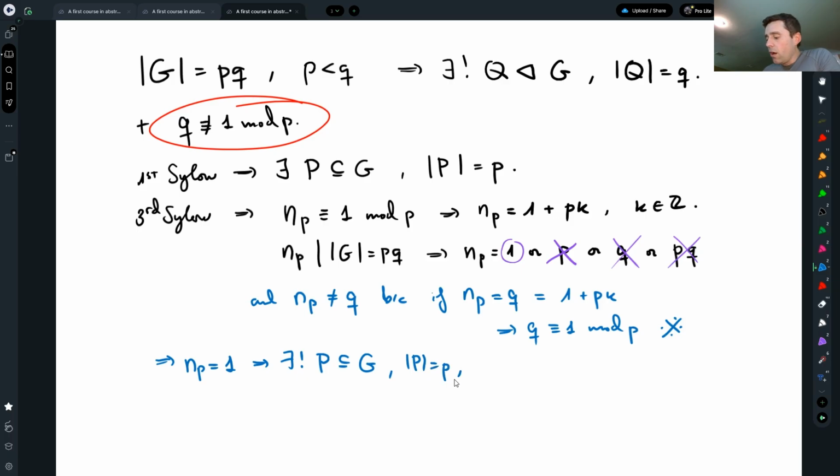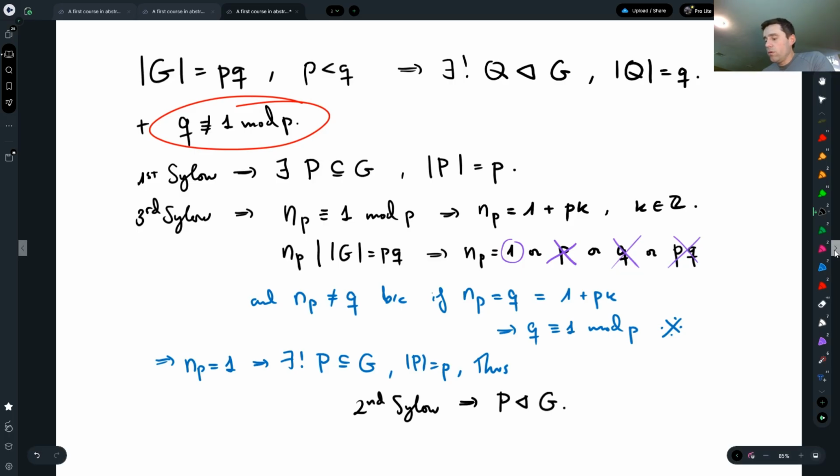There's a unique p-Sylow subgroup, and therefore by the second Sylow theorem, which I'll state separately in a moment, that tells me that P is also normal in G. Great. So what do we have now? I have a unique p-Sylow and a unique q-Sylow, and they're both normal in G. So how can I conclude that G is cyclic?